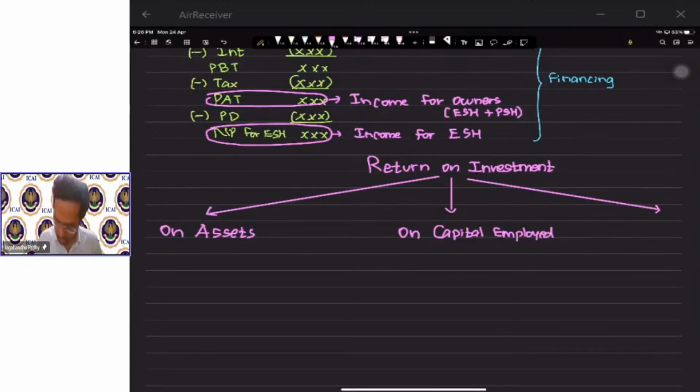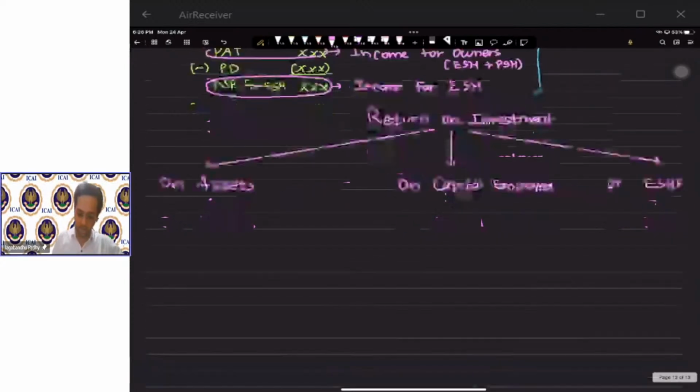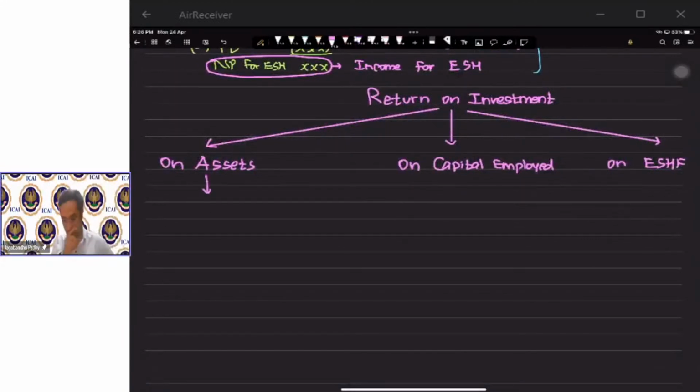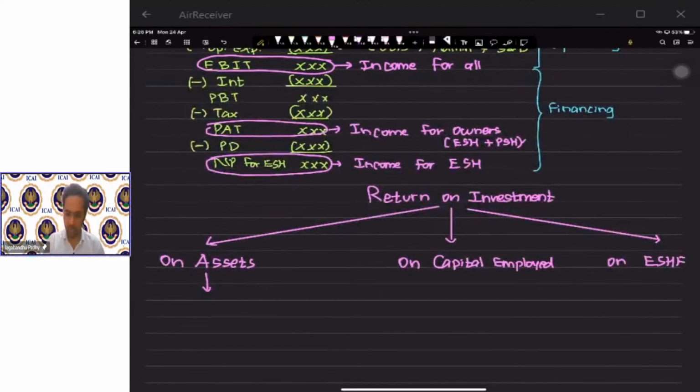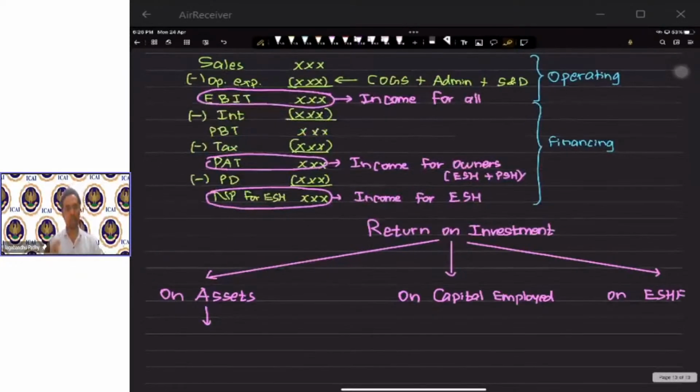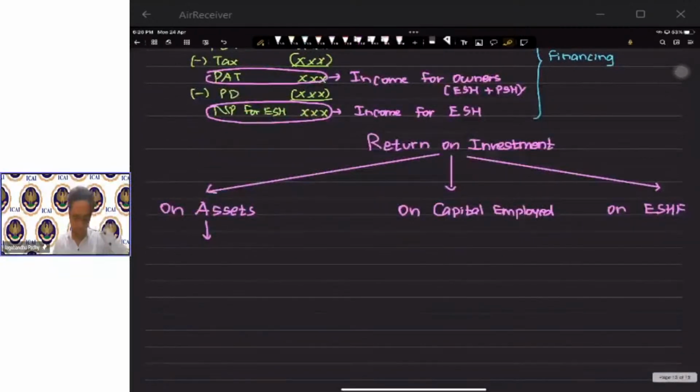And then on equity shareholders' funds. On assets, see, the company has some amount of assets, and by employing those assets, the company is generating some revenue and some profits, right? So when we say return on assets, there are multiple ways of stating the ratio.